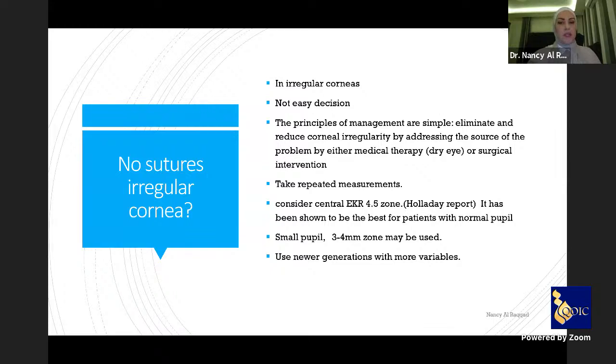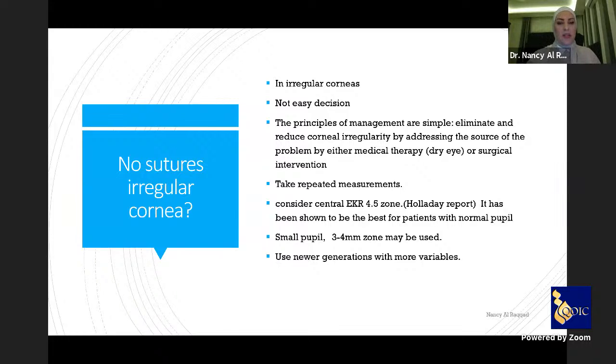And this is when I consider the EKR 6.5, which is the EKR 4.5 zone on the Holladay report, which is the best predictor of the corneal power whenever the pupil is normal in size. And if the pupil is small in size, I take the 3 and 4 millimeter zone on the EKR 6.5 Holladay report and use it in any regular formula. So the newer generation we use on irregular corneas, the better predictor it is. And the more measurements we take, the better results we achieve.